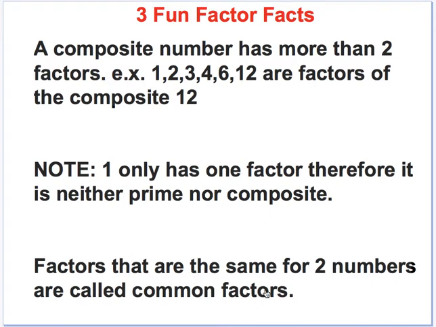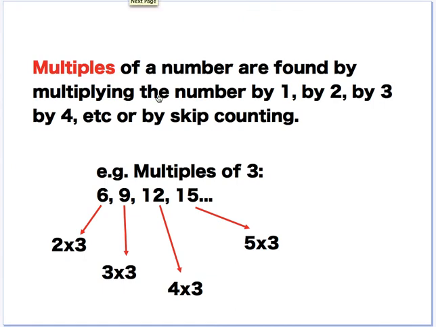Factors that are the same for 2 numbers are called common factors. That's what we're going to be doing next.